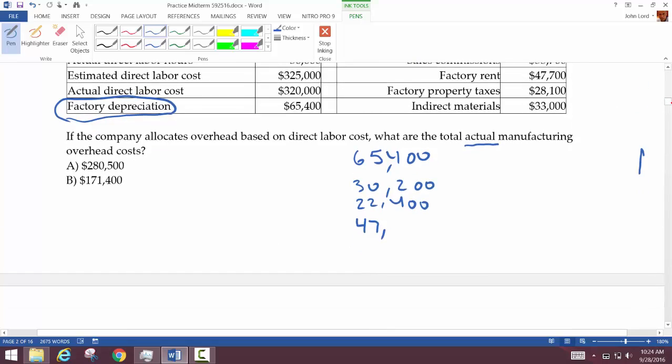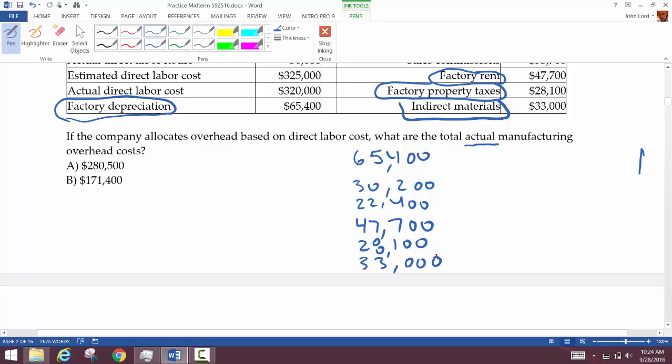It's driving me nuts that I keep forgetting those last numbers. Okay, good. Anything else? The factory property taxes. Good. Got to pick that up. Anything else? Indirect materials. Good. 33,000. Okay, good. And then colleagues, you got a total for those numbers? 226,800, you say? I got 800 also. 226,800. We have a second.